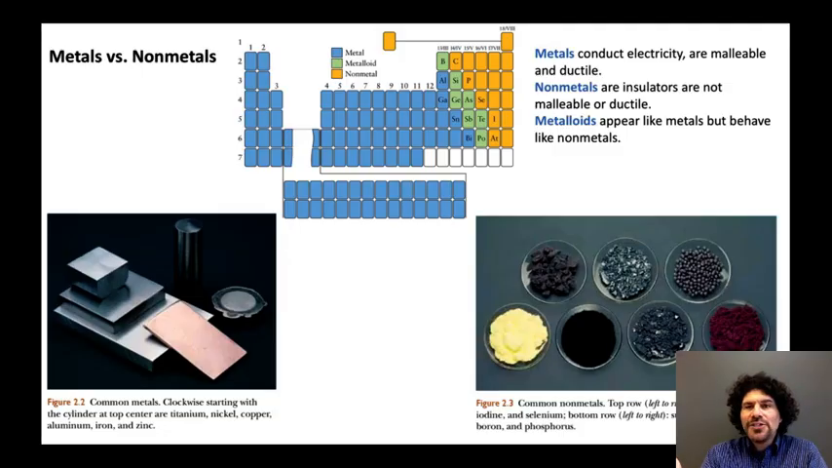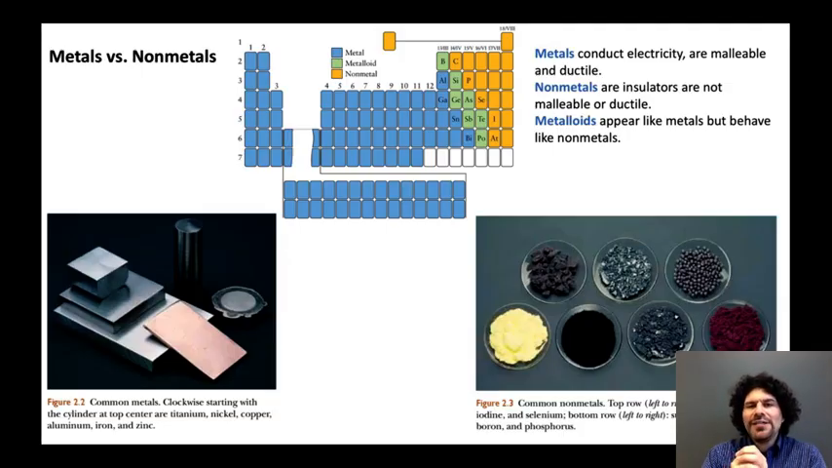Okay, nonmetals are insulators, which means that they do not conduct electricity. Some of them, we'll see in the next lesson, are solid, some are liquid, some are gases. Depicted here in the picture are solid nonmetals: arsenic, iodine, selenium, sulfur, carbon, boron, and phosphorus, red phosphorus specifically, in this picture. They are all mostly powders of some sort. So they're not malleable and they're not ductile either.